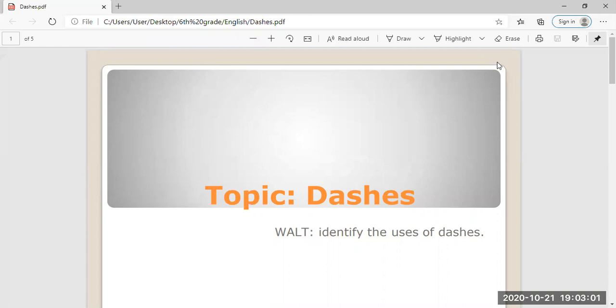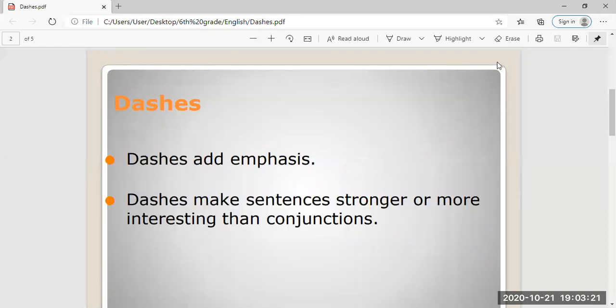Last video we learned about suffixes. Today I think you have a clue what we're learning. We're learning about dashes. Our vault is: we are learning to identify the uses of dashes. So let's go identify them.